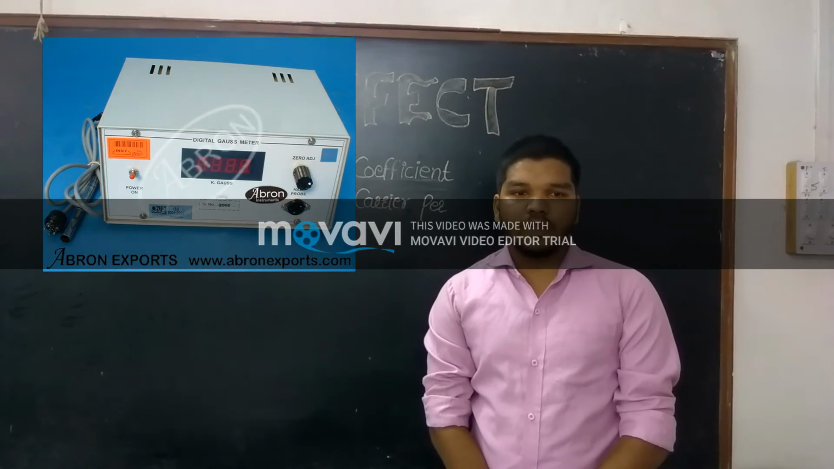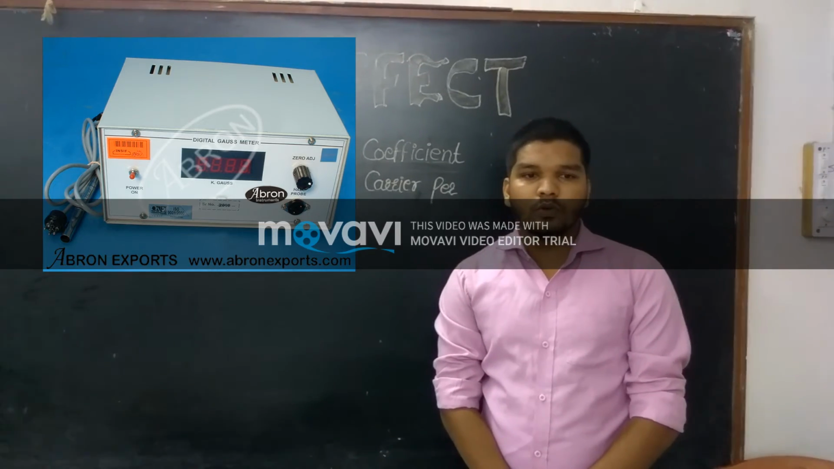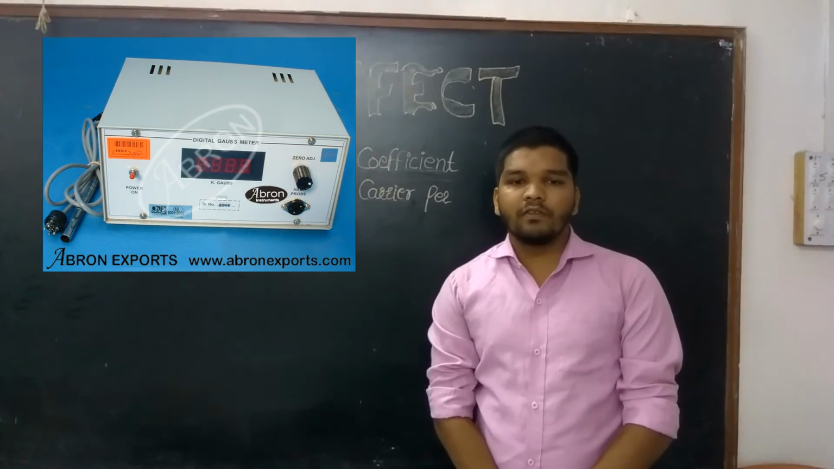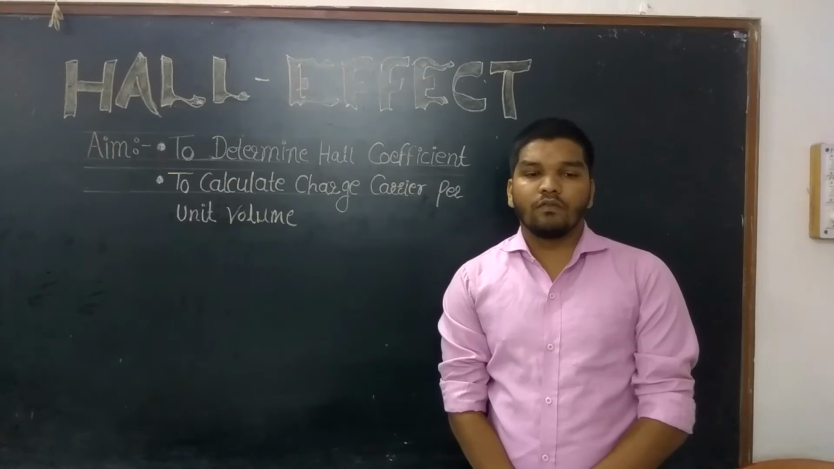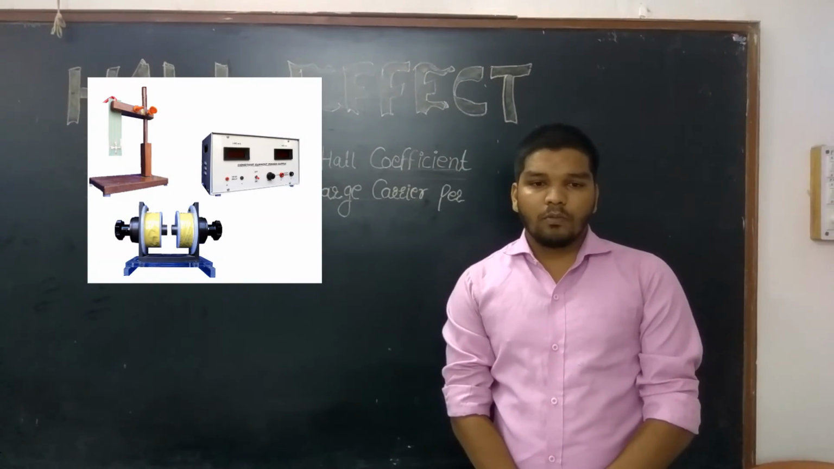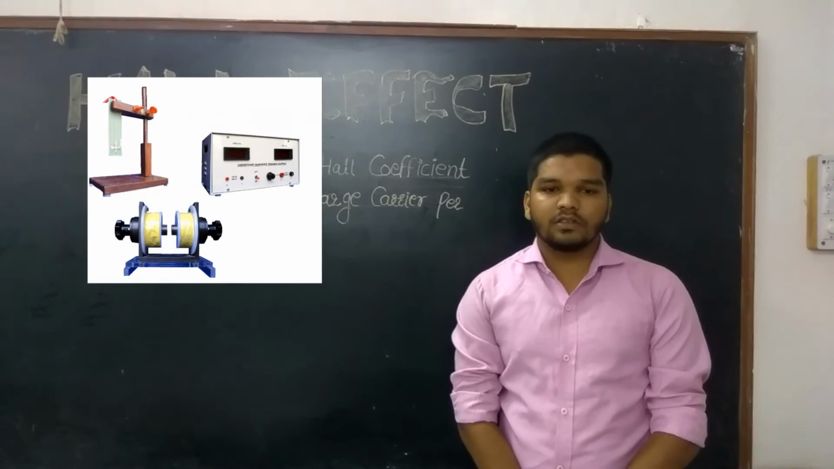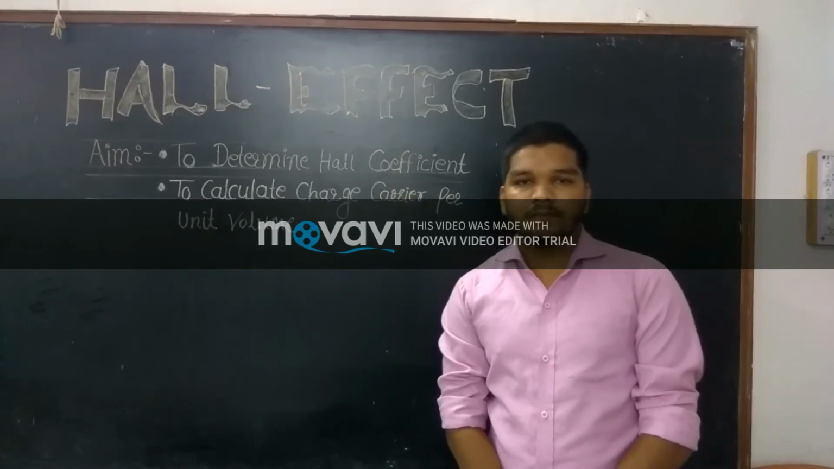This Gauss meter along with the sensor will be used to measure the magnetic field between the 2 poles of the electromagnet. The Hall probe is a sensor used to measure the strength of a magnetic field.